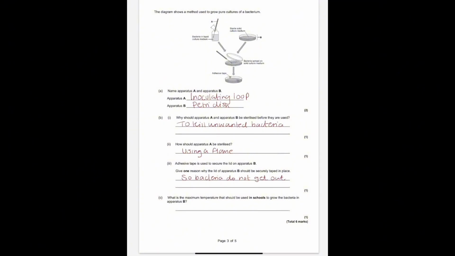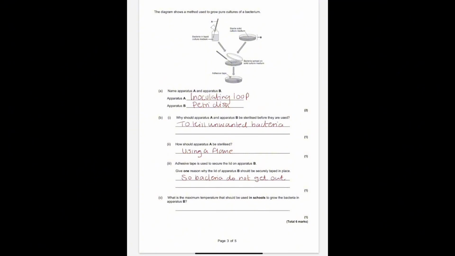Right, let's move on to B I. Why should apparatus A and apparatus B be sterilized before they are used? The reason for that is to kill any unwanted bacteria. You can also write down to kill unwanted microorganisms. You can also write down microbes, and you can also write down fungi. You can't write down viruses and germs. I just want to make that very clear. You are not allowed to write, for this question here, B I, viruses and germs, okay?